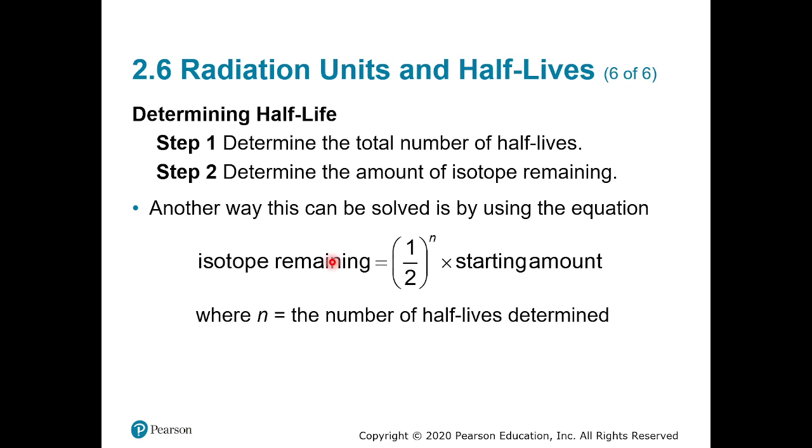Let's determine the amount of the isotope remaining from that number of half-lives. So this is actually the equation. Now, honestly speaking, you don't actually have to use the equation. Most people don't bother using the equation. But this is the equation. It's the same compounding equation you would have seen in your high school level algebra. Okay? And so the isotope remaining is going to equal 1/2 to the n power times the starting number. N is the number of half-lives that have passed.